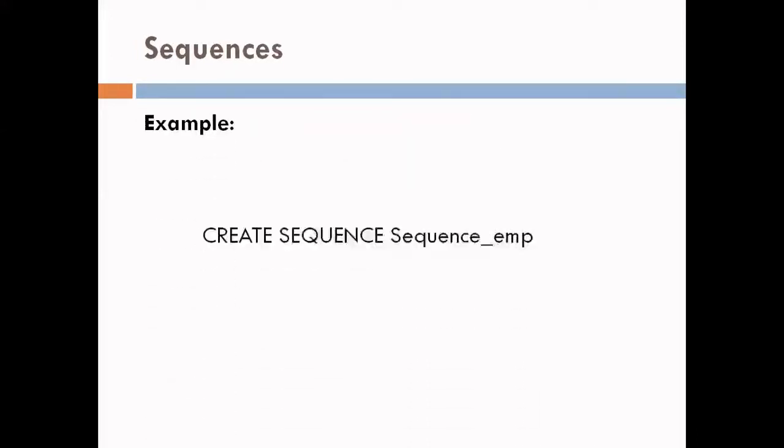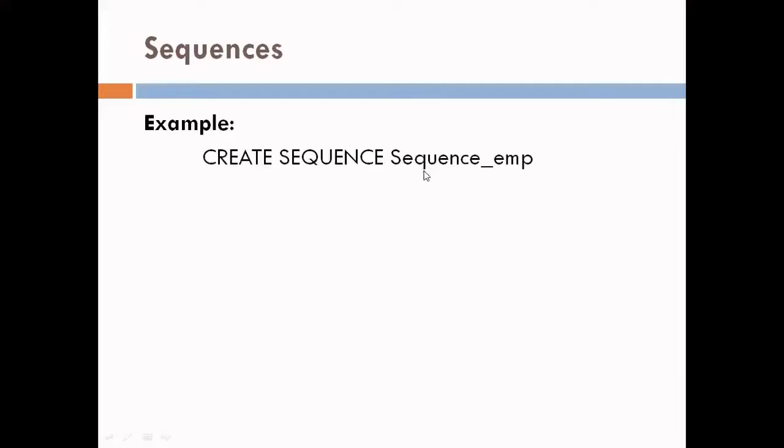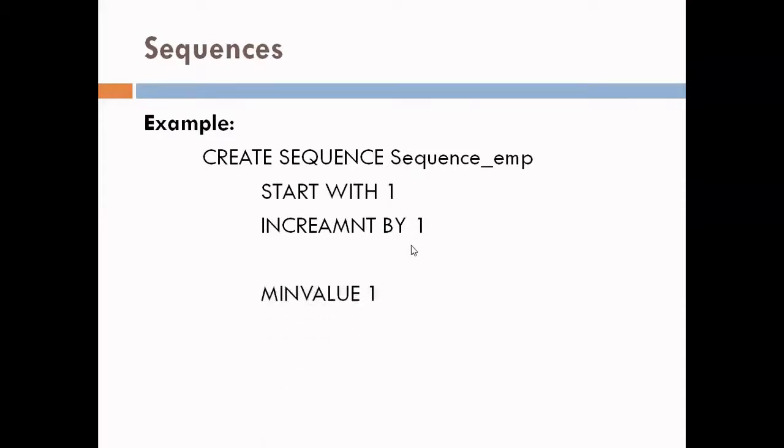Now, an example: create sequence underscore emp. That is my sequence name. Start with 1, so my sequence will start from number 1. Increment by 1, so my interval is 1. Minimum value 1, so the minimum value of the sequence will be 1, and maximum value 999. So it will generate sequence numbers 1, 2, 3, 4, 5 up to 999.